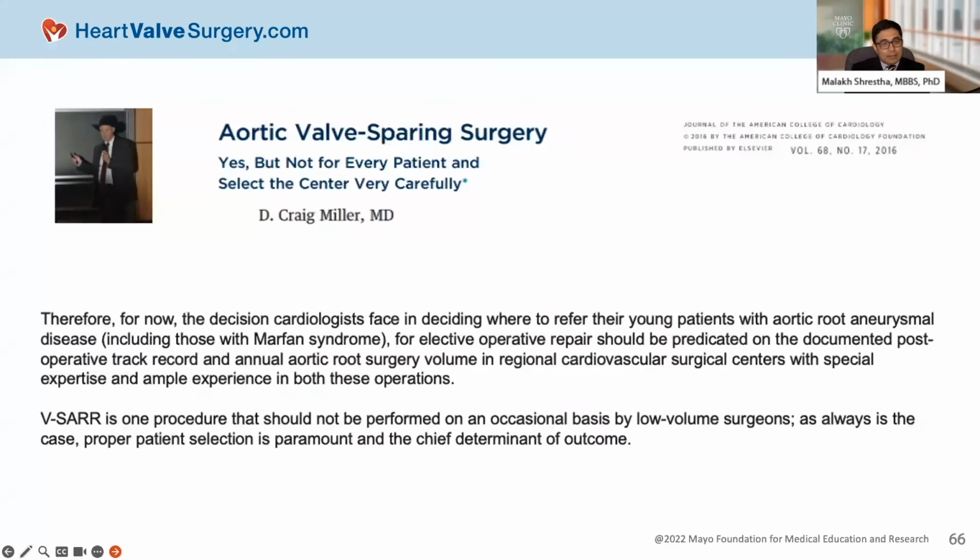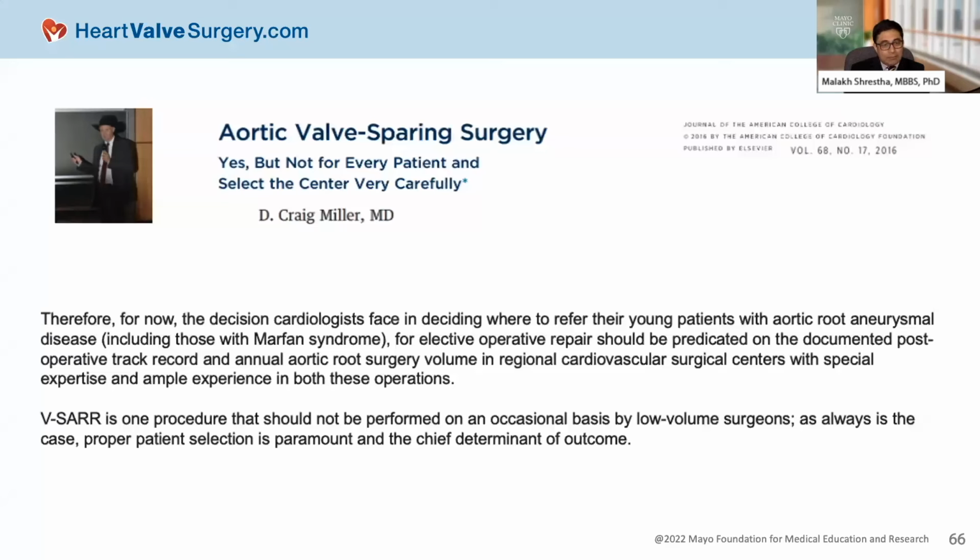So again, this is a paper that Dr. Craig Miller wrote. He is a retired professor of cardiac surgery, an aortic surgeon at Stanford, one of the great big names in aortic surgery. And he said that, of course, now the decision the cardiologists face is where to refer their young patients if they have this sort of disease.